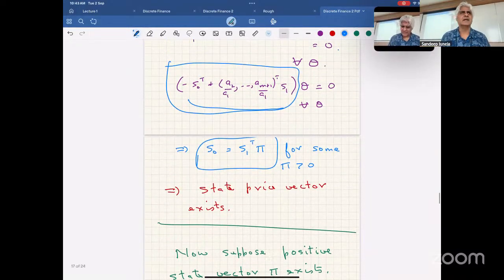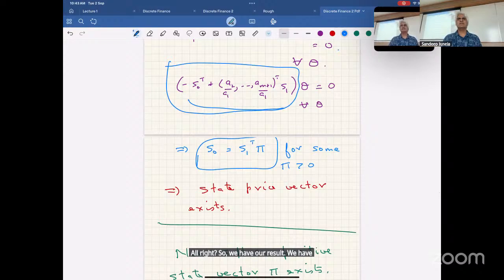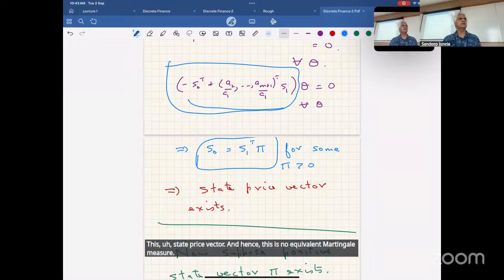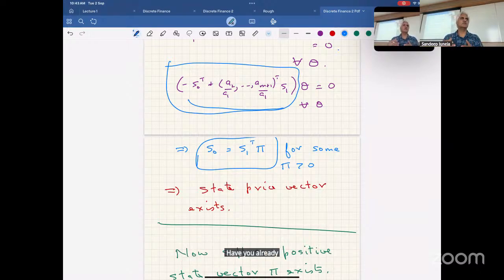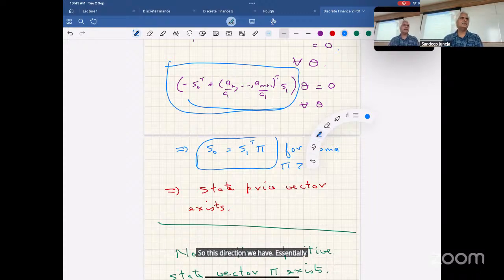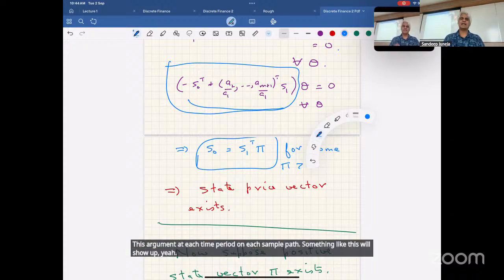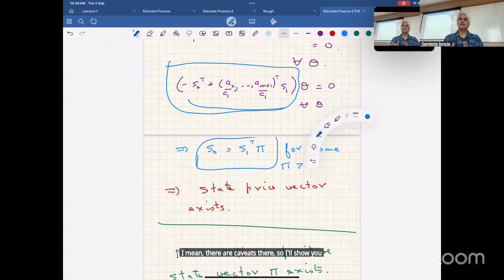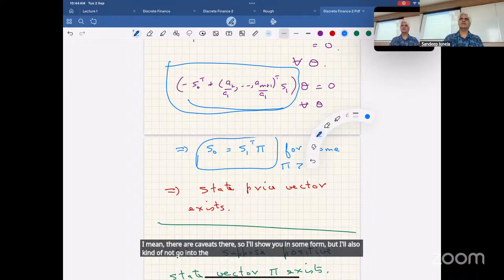So we have our result. We have one: no arbitrage condition implies existence of this state price vector, and hence existence of equivalent martingale measure. We already saw the equivalence between the state price vector and equivalent martingale measure earlier. So this direction we have. Essentially, this carries on in continuous time as well, with this argument at each time period on each sample path. Something like this will show up. There are caveats there, so I'll show you in some form, but I'll not go into the gory details of it.